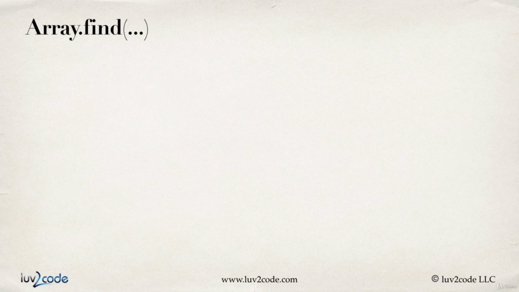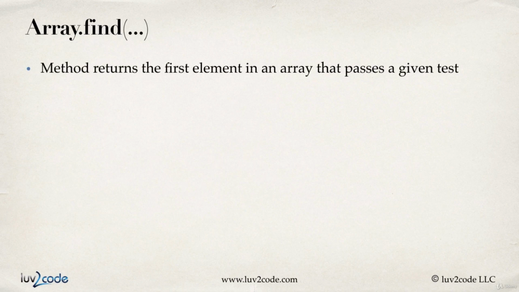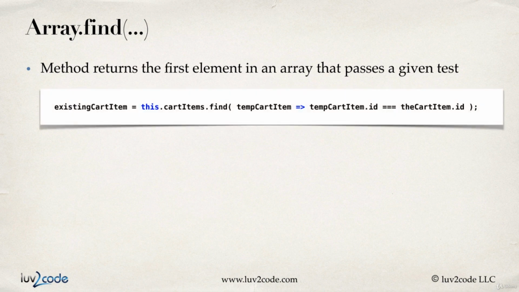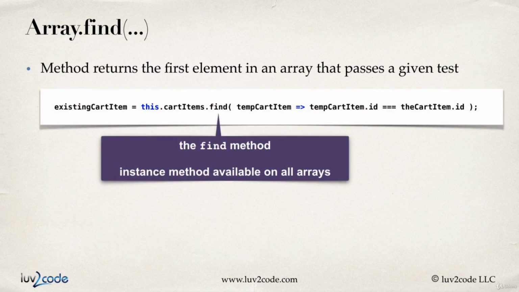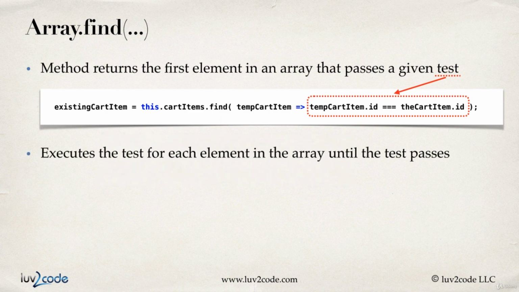Okay, so we'll make use of the find method. This method returns the first element in an array that passes the given test. So the find method is an instance method that's available on all arrays. And basically it'll loop through the array and check a given test. The test that we're using here is we're trying to see if temp cart item.id equals the cart item.id. And so it'll execute the test for each element in the array until the test passes.